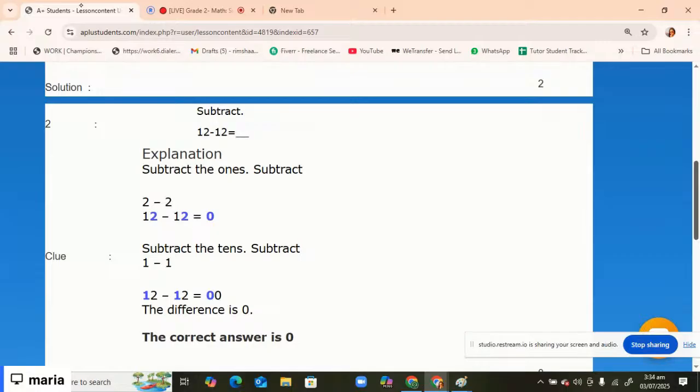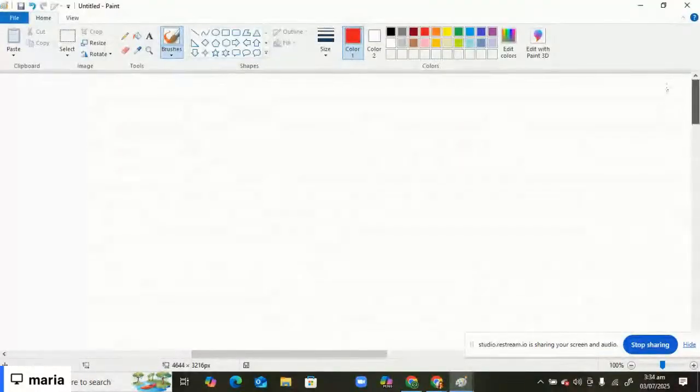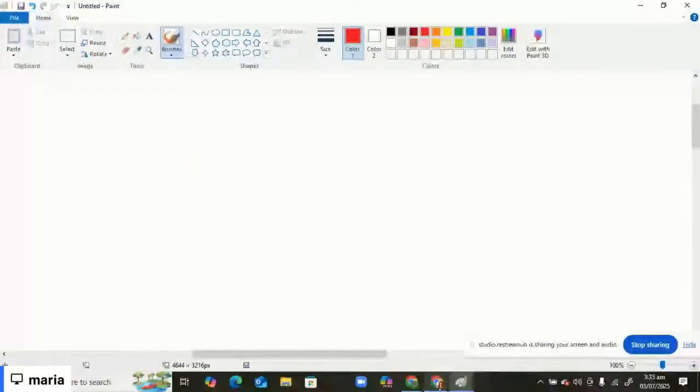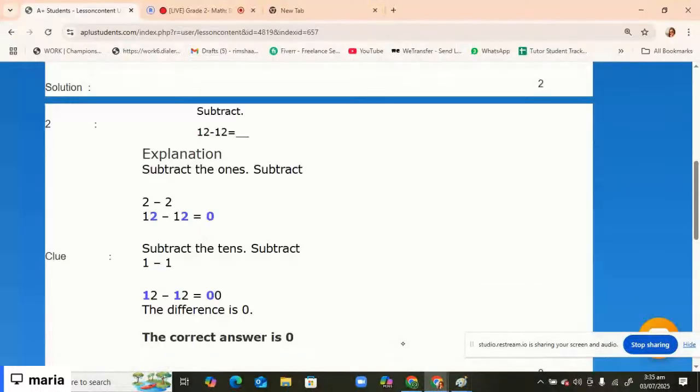Okay? So if there is 12 minus 12, 2 minus 2 is 0, 1 minus 1 is 0. Answer is 0. When you are going to subtract the same number, answer is 0. Now, let's discuss some test questions.